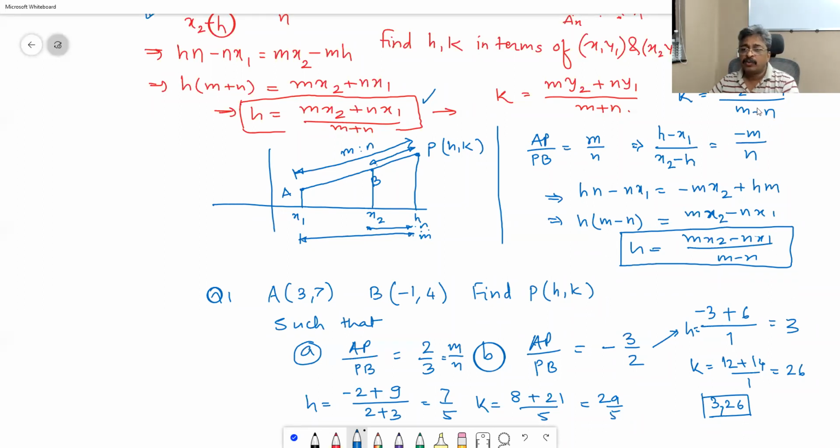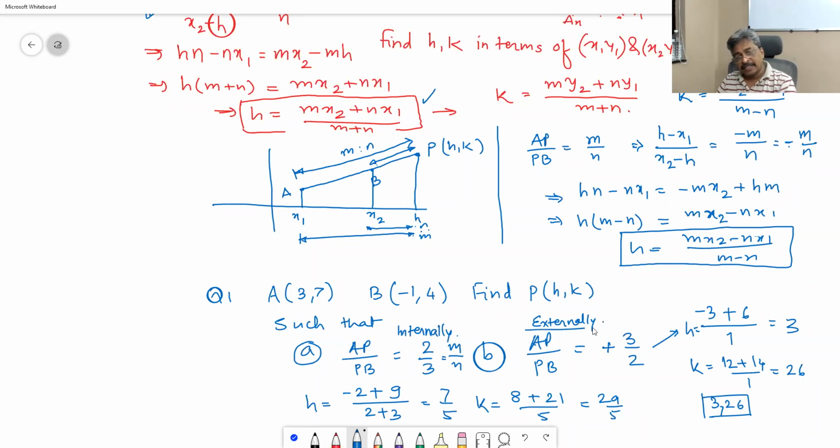Why is it not understood? When we derived this formula, we took it as minus m upon n. So the ratio is m upon n numerically, but we have taken it as minus for developing the formula. So now either I write minus here to show that this is external division, or I say that such that AP upon PB is equal to 2 upon 3 internally. I must say this internally, and if I don't want to say this negative here, I must say externally.